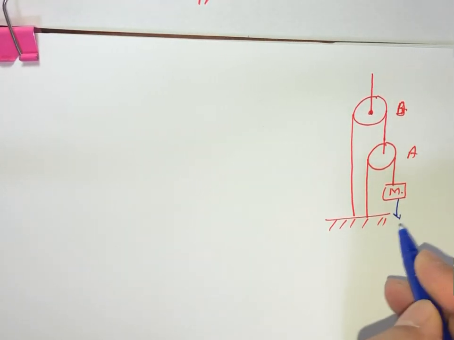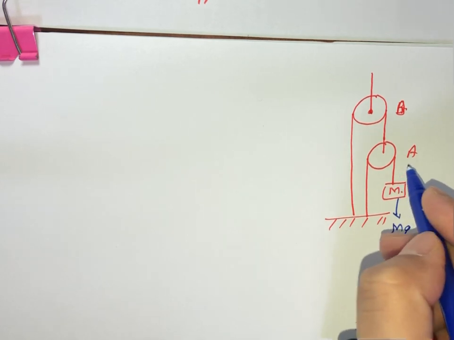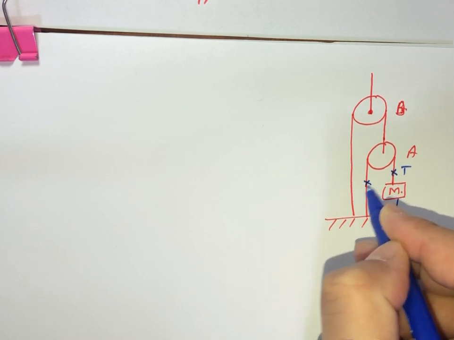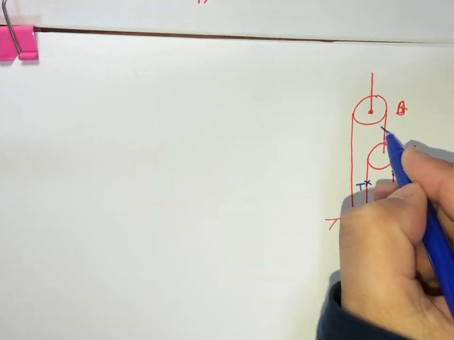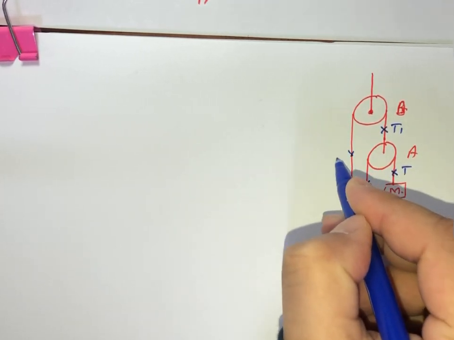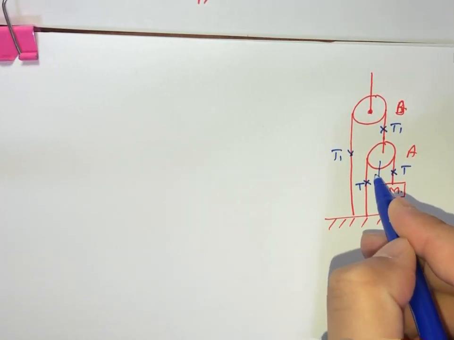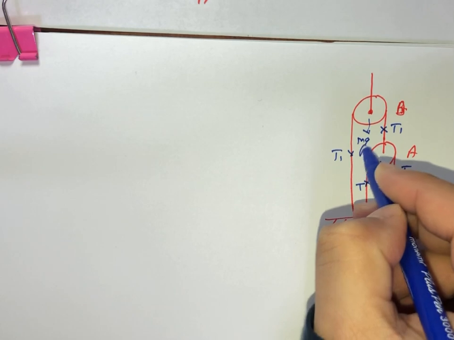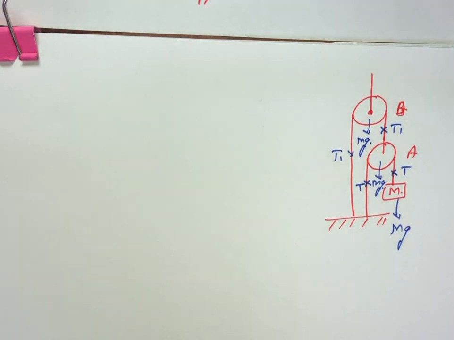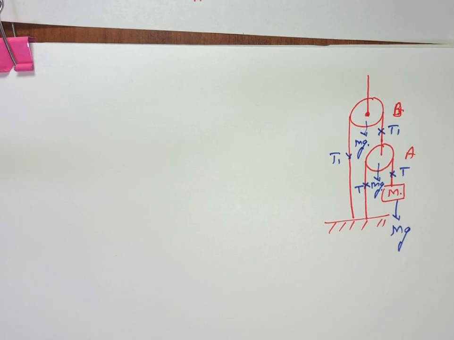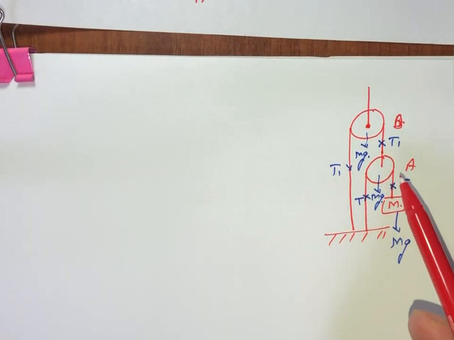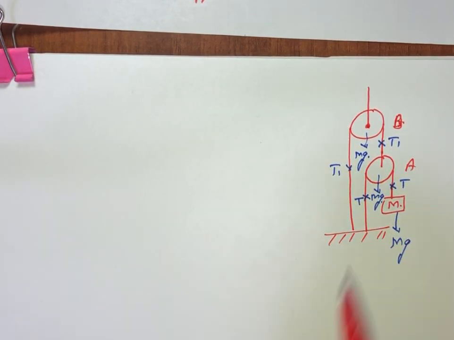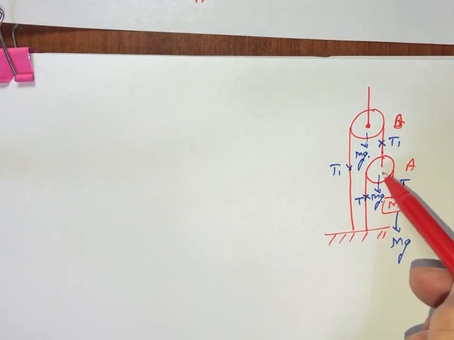So now here will be mg, and let us suppose here is tension T, here will also be T, and here let us say it is T1, so here also it is T1. In the downward direction we are going to have Mg for pulley A, and for pulley B also there will be Mg. So let's find out what will be the relationship between T1 and the rest of the forces which will be acting on pulley A.